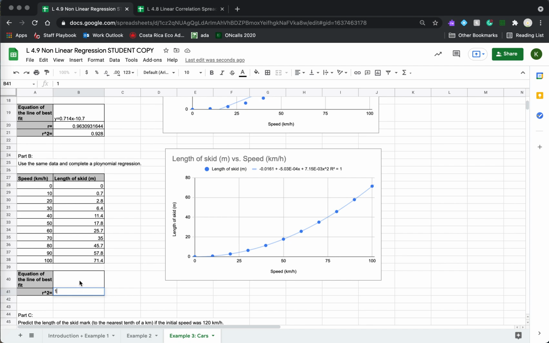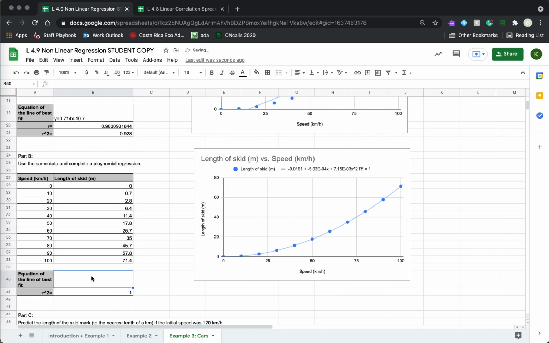So that means this equation represents the data perfectly, which is amazing. That's exactly what we want. Although our last one was good, this is even better, which makes a huge difference. So we have negative 0.0161 minus 5.03 times 10 to the negative 4 x plus 7.15 times 10 to the negative 3 x squared equals y. All right, and our r squared is 1.